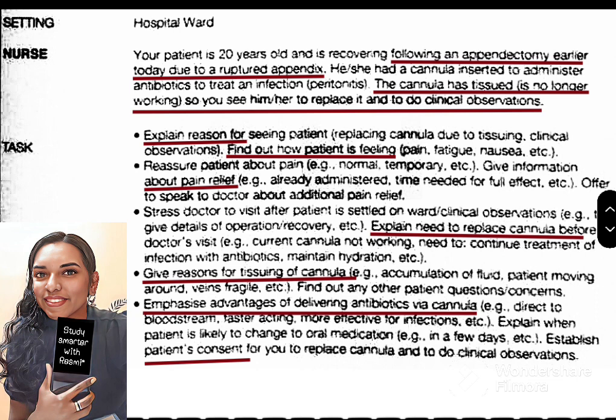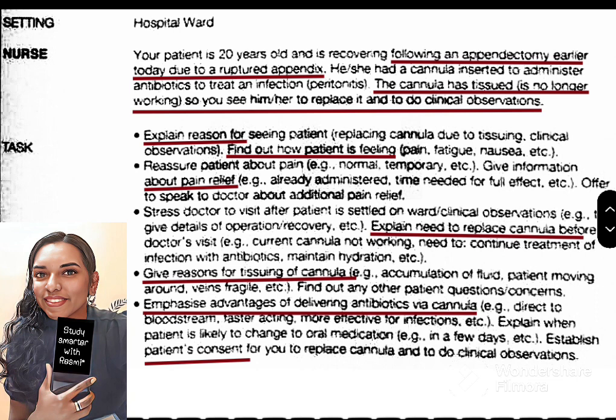Together, you can ask. Then the answer will be, yes, I'm fine, sister, but still I have pain over the surgical dressing. And I'm feeling tired, but not nauseated or anything else. Then the answer will be, thank you, Mr. John, for your information. And I can reassure you that this pain is normal. So our second task is reassure about the pain. It's normal, temporary. Give information about the pain relief already administered, time needed for full effect, etc. Offer to speak to doctor about additional pain relief. So we have three subtasks here.